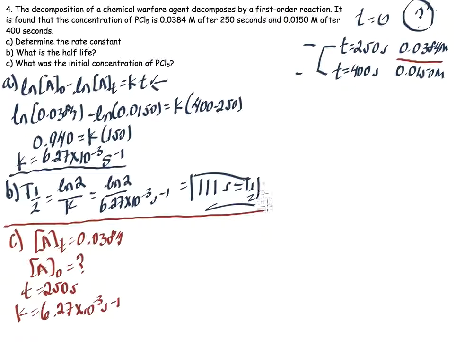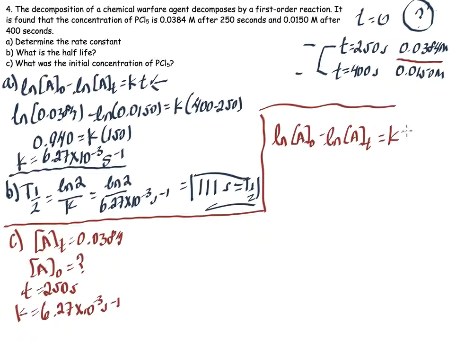So let's start over here. We have the natural log of the initial amount minus the natural log of the final amount is equal to KT. And let's go ahead and solve for the initial amount, which is what we want. So add natural log of A time t to both sides. And now we sort of just plug and chug.